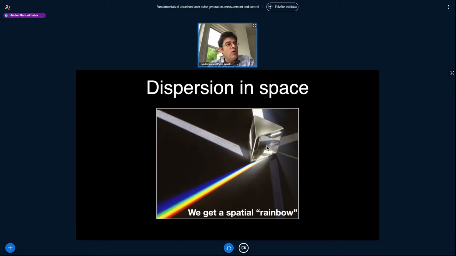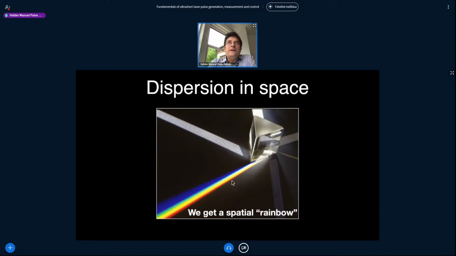The colors which are more refractive, so in this case it would be blue, okay, we can see it here, are more deflected, and the red less. So we get this spatial rainbow. So a separation in space of the different frequencies that compose this white light beam. Okay, the reason why this happens is because the different colors travel at different speeds inside the glass of the prism. If they all traveled at the same speed, you wouldn't see this separation that you see here.